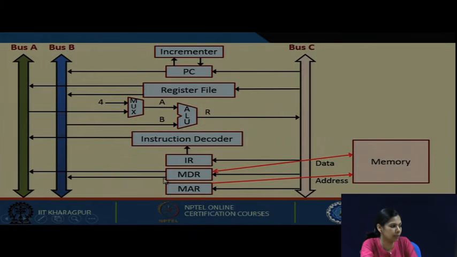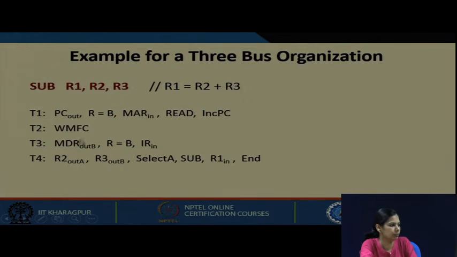We are doing MDR out B, and then we are doing R equals B. Now R equals B means the B value through this R will be made available to C bus, and from this C bus the data will go into IR. Now these three steps are required to fetch the instruction.